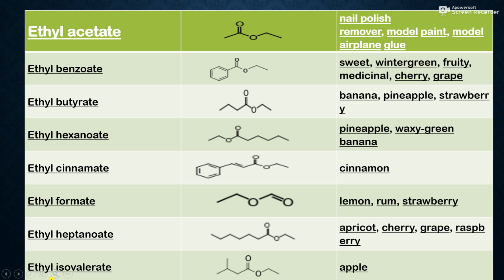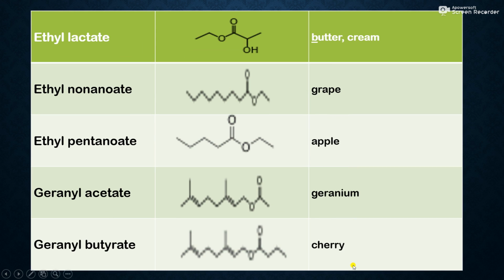Then ethyl isovalerate. So this is the ethyl part, and this is isovaleric acid, and this is the ester of isovaleric acid and ethanol, therefore known as ethyl isovalerate, and this is found in apple. So again, this is ethyl lactate. So this is lactic acid, and this is the ethyl part. It is found in butter and cream.